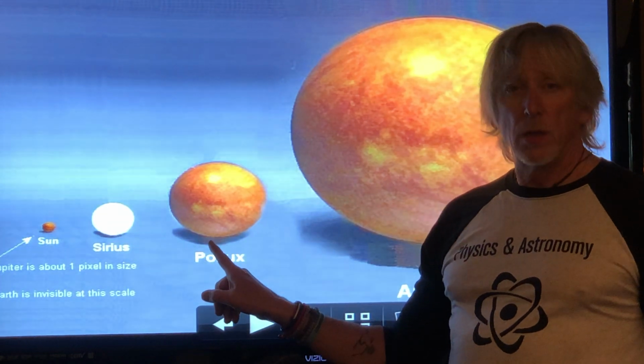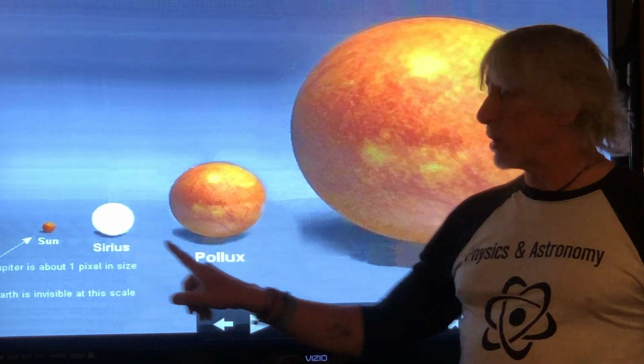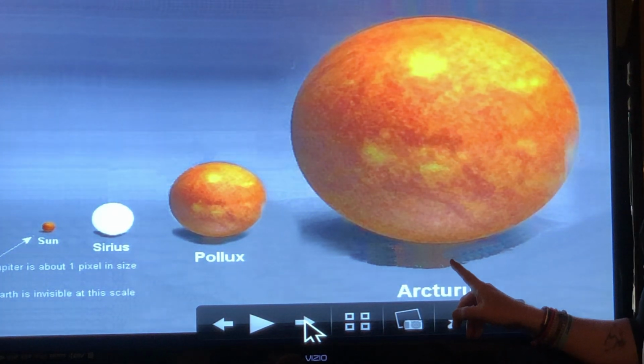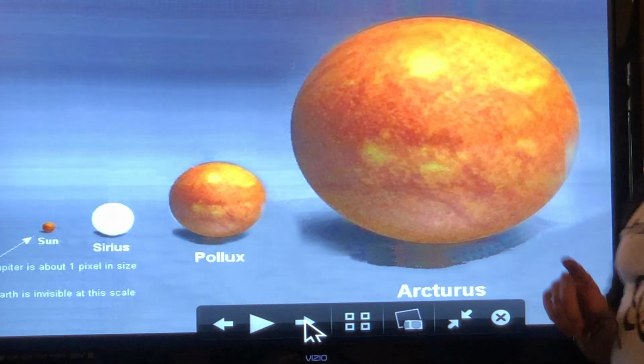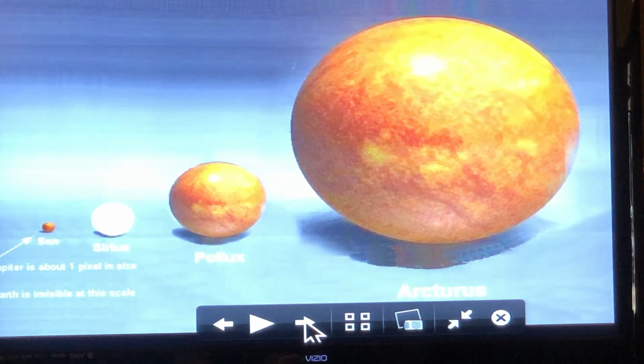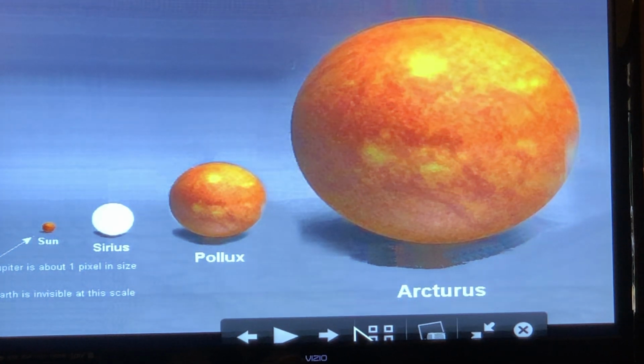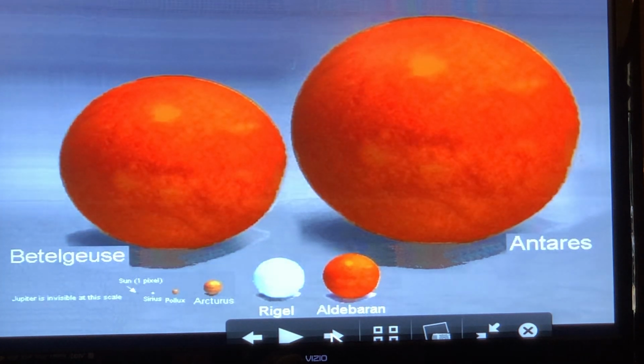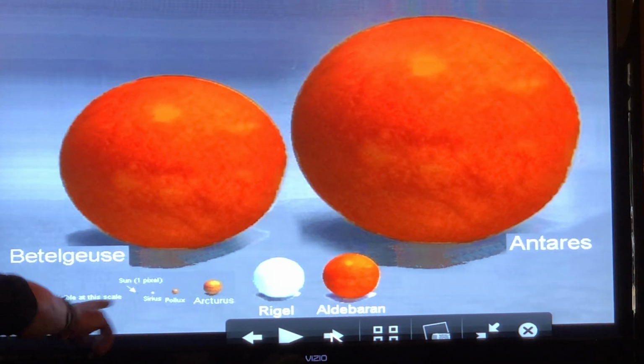Whoa, that's big. I don't know, maybe that's a 7-footer. Is that an 8-footer maybe? Let's follow Arcturus. Ready? Let's do this. There goes Arcturus. Watch Arcturus. Oh, sorry, maybe in the 7-foot range. But where's Sun? It's 1 pixel.